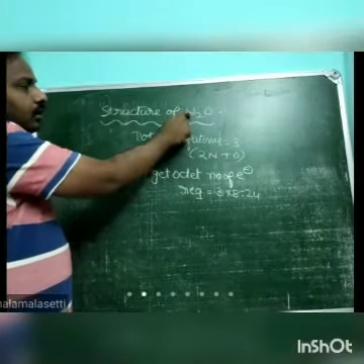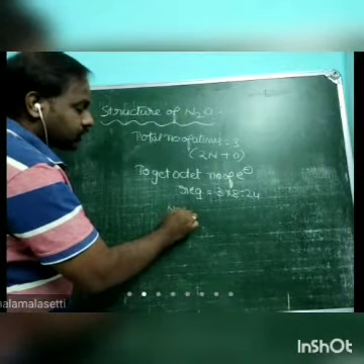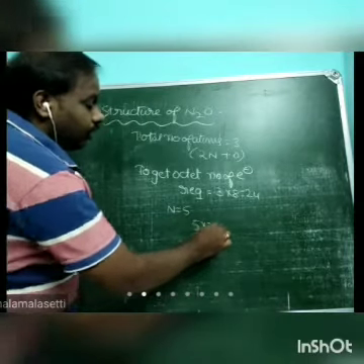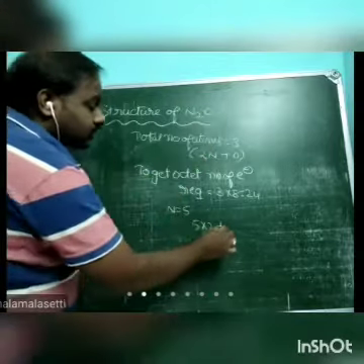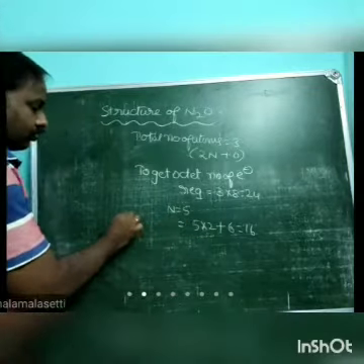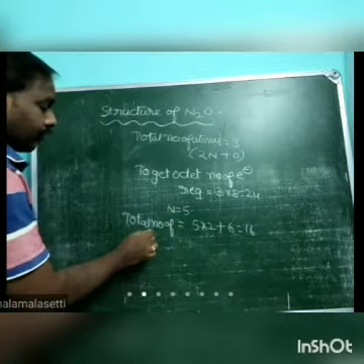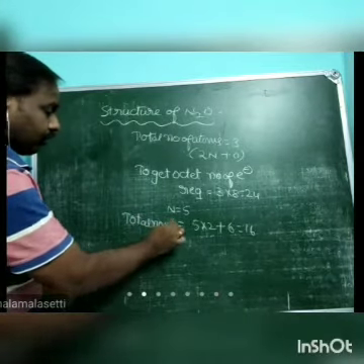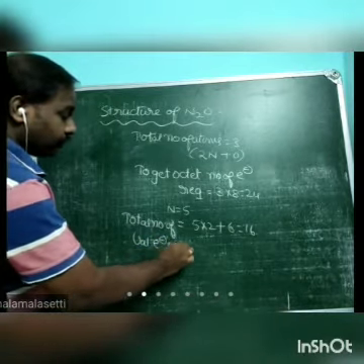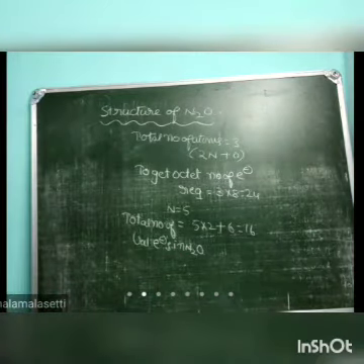But in N2O, the valency of nitrogen is 5. Two nitrogens are there, 5 into 2, and oxygen valency is 6. So total how many electrons are there? 16 only. So the total number of valency electrons in N2O is 16.